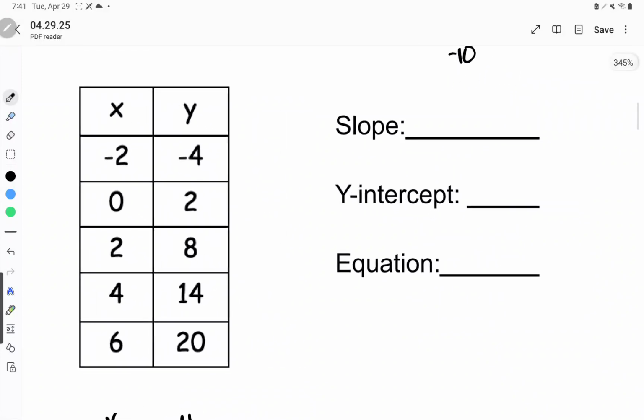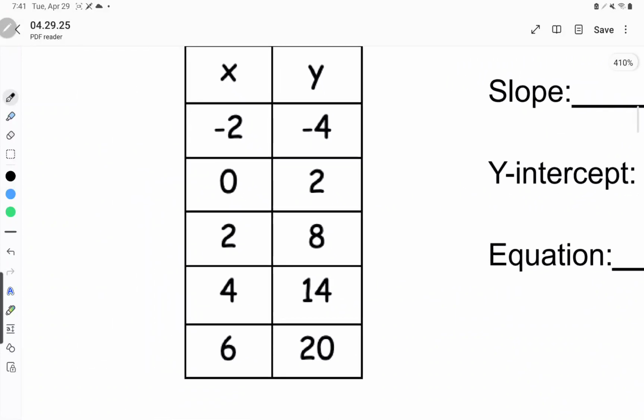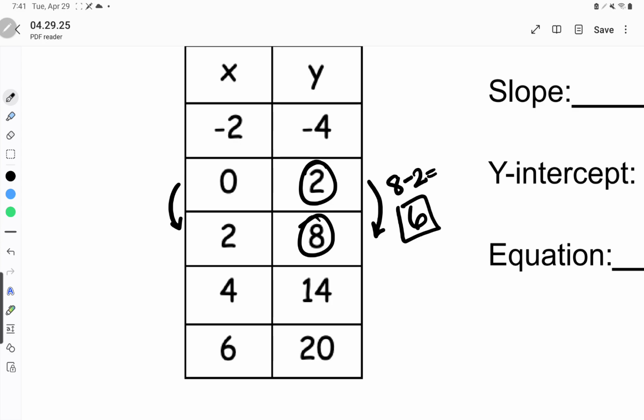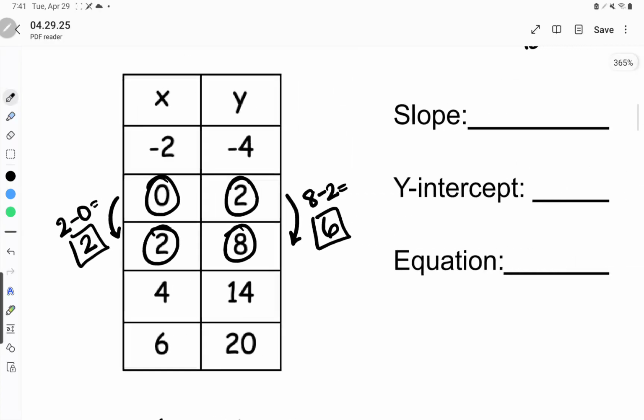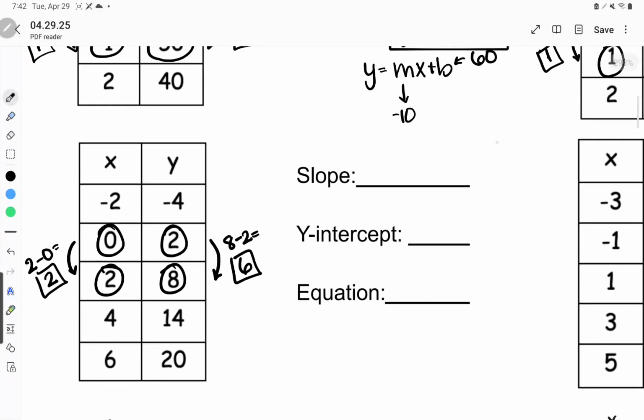Okay, for this one, what's the first thing we do when we see a table? We draw some arrows. I don't want to deal with my negatives, so I'm going to jump to this row right here. On that right side, what do I do? I subtract 8 minus 2. And 8 minus 2 gives us 6. On the left side, what do I do? I subtract 2 minus 0. And 2 minus 0 gives me 2. M, or slope, is what side over what side? Right over left. So I would do 6 over 2, and that would give me a slope of 3.